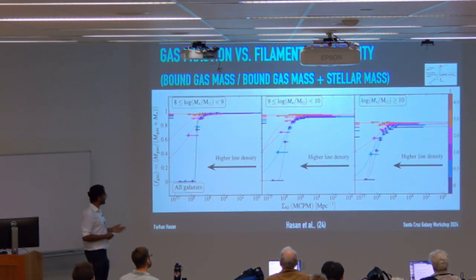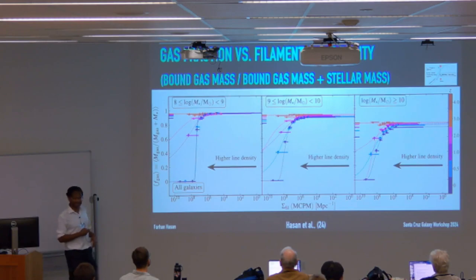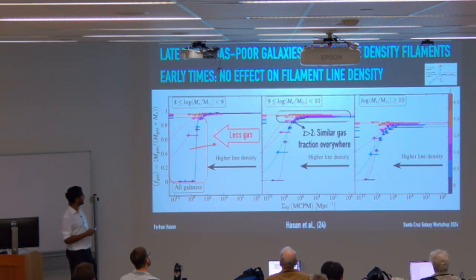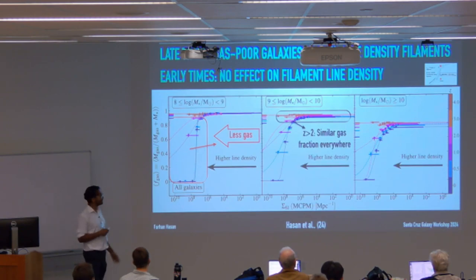A compatible picture emerges when we look at the bound gas fractions. This is the mass of gas bound to a galaxy divided by the stellar mass. And again, you see that at low redshift, there's less gas in galaxies in high line density filaments, which results in less star formation. But at high redshift, there is pretty much no correlation.